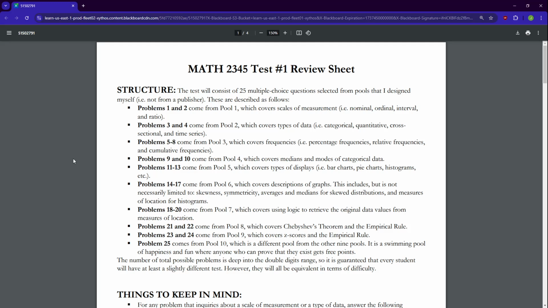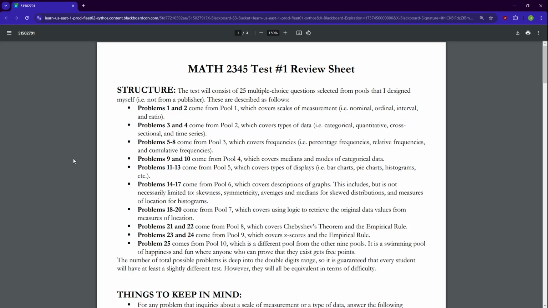For 21 and 22, these will be conceptual questions about Chebyshev's theorem and the empirical rule, and then 23 and 24 will be the computational questions, particularly associated with the empirical rule itself. It's very important to have the graphical display of the empirical rule for these problems, so that way you'll be able to easily work through them.